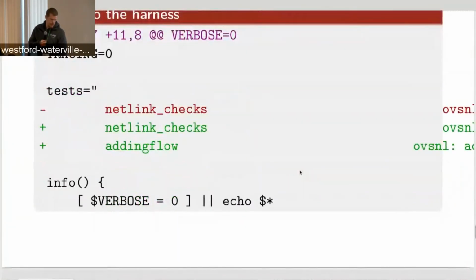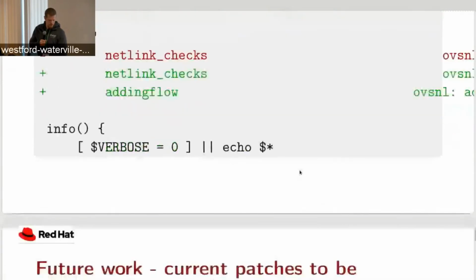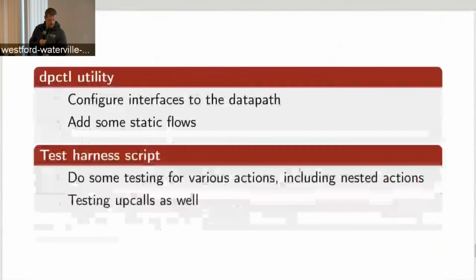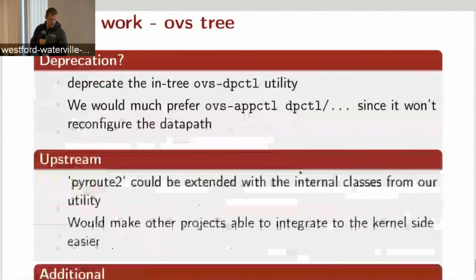And then, again, just make sure your function name is correct. You just add a description and name of the function, and it will basically get picked up and run by the test harness. So, like I said, I have some patches to be submitted, doing some interface configuration and adding some static flows. I have some tests for nested actions and some upcall testing as well that's ready.